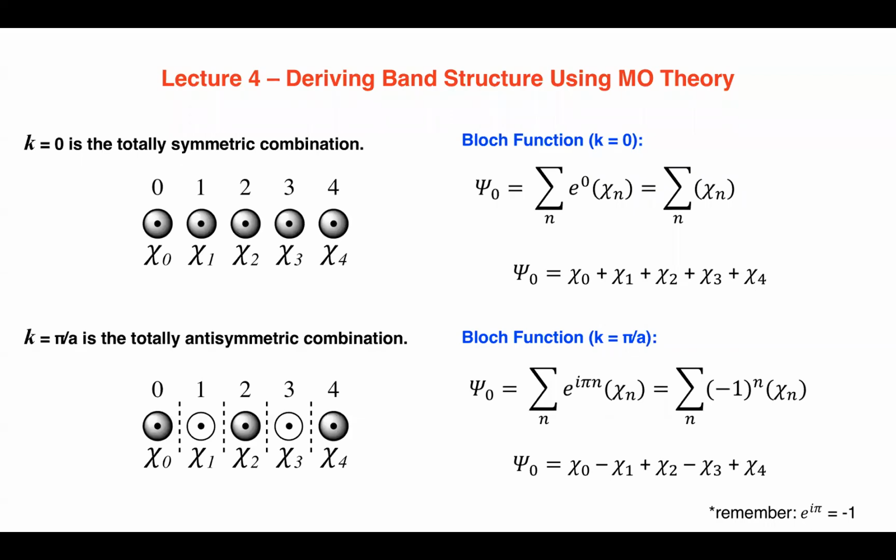So 0 and pi over a happen to be simple solutions to this Bloch function. When k equals 0, the wave function is totally symmetric, and when k equals pi over a, you get a node between each of the orbital functions.